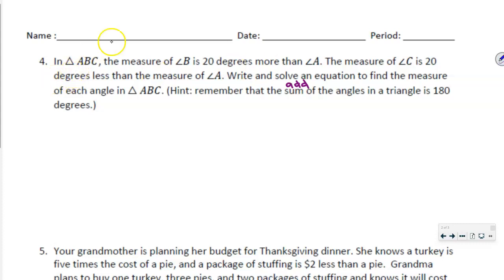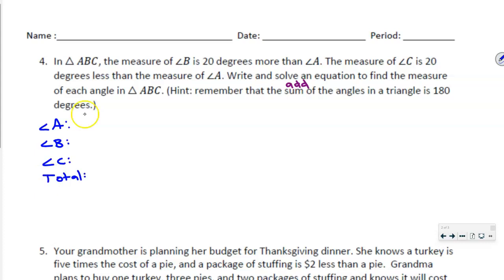In this triangle, the measure of angle B is 20 degrees more than angle A. The measure of angle C is 20 degrees less than the measure of angle A. Again, we're writing and solving an equation to find the measure of all of the angles. Angle A, angle B, angle C, and the total.